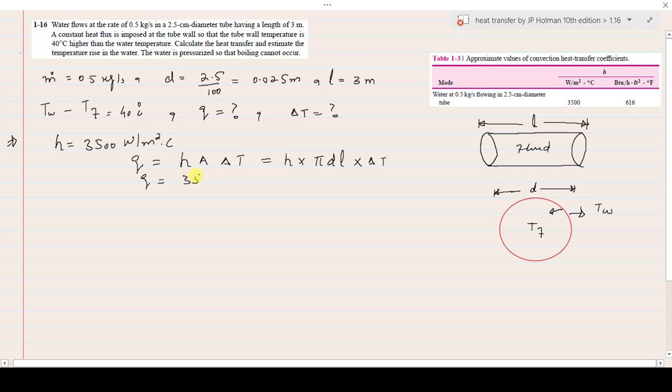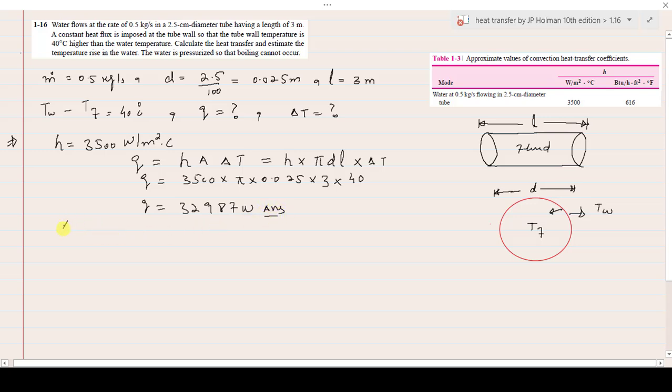h is 3500 multiplied by pi. d is the diameter of the tube, that is 0.025, multiplied by length, that is 3 meters of the tube, and temperature difference, that is 40. So you will get the heat transfer after simplifications, and that is 32,987 watt. This is our first answer of this statement, and that is the heat transfer that has taken place.